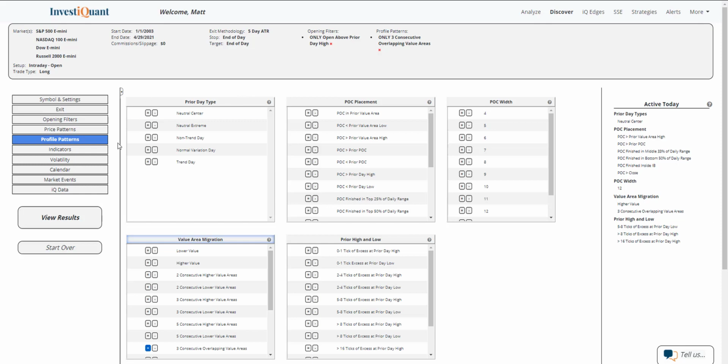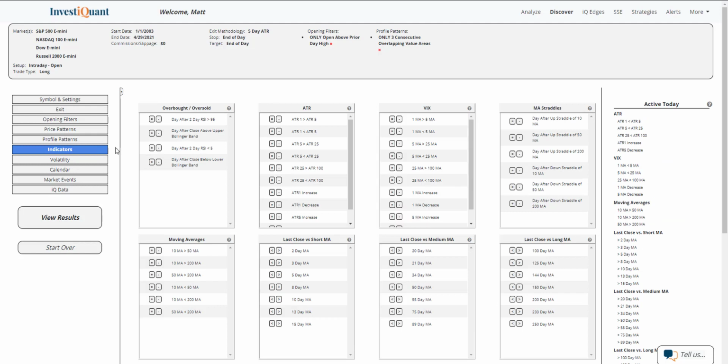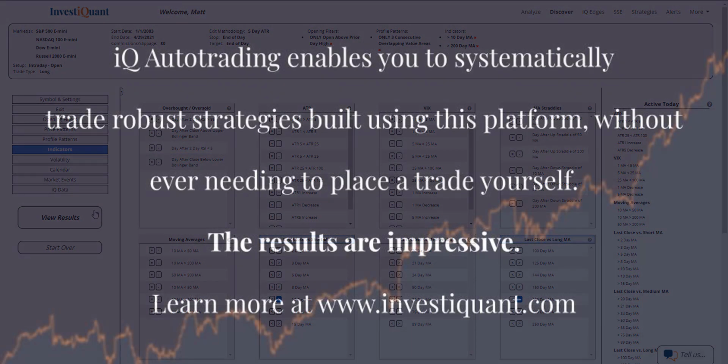And then lastly, I'm going to go into an indicator section and say we are above a 10 and above a 200-day simple moving average. So consolidation up in a bull market followed by an open above the prior day high. Let me go ahead and hit view results.